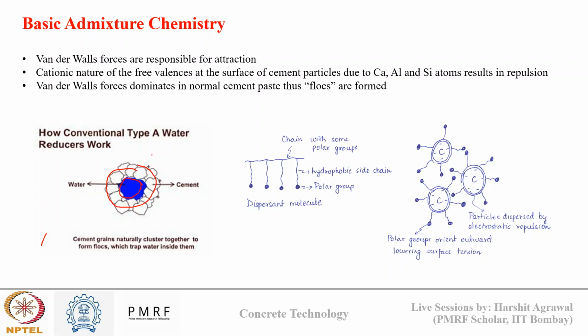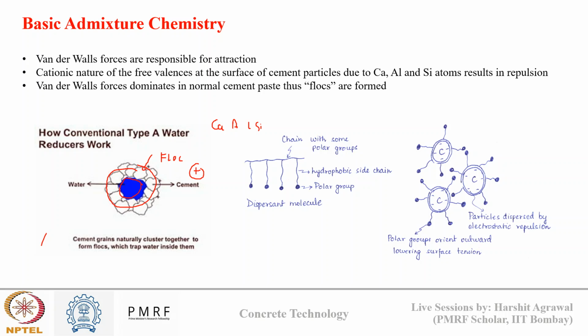Now why is this flock formation happening? Because of the van der Waals force of attraction between cement grains. When we talk about a cement particle, there can be two things: either there can be attraction or there can be repulsion between grains. In cement, due to the presence of free valencies in calcium, aluminium, and silicon atoms, the cement grain can be cationic in nature. That means it can carry some positive charge.